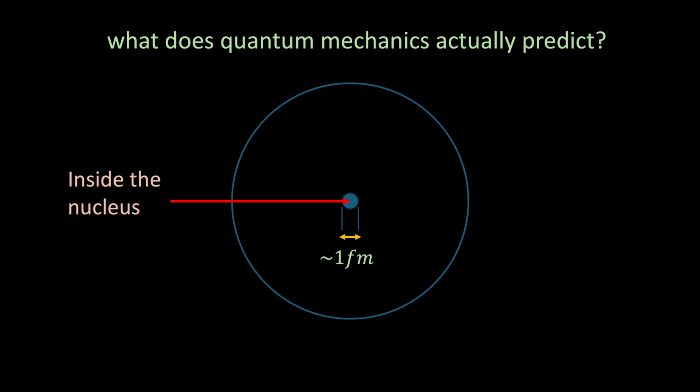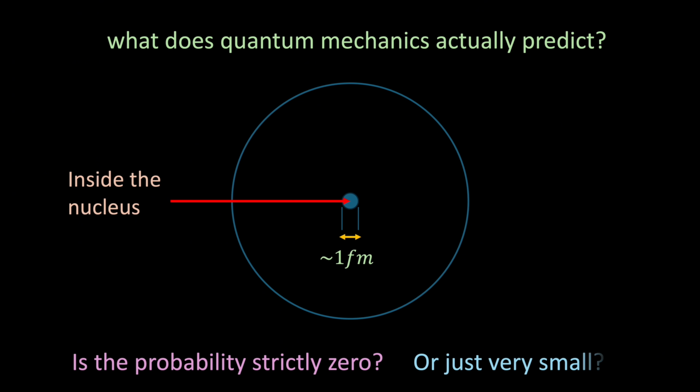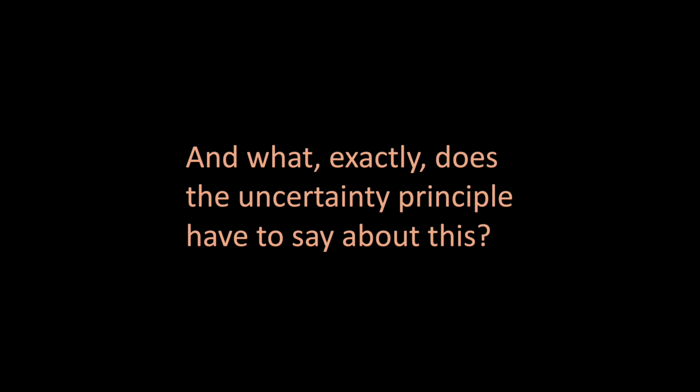So here's the puzzle. If we take those rules seriously and we define inside the nucleus as that tiny sphere of space occupied by the protons and neutrons, just a few femtometers across, what does quantum mechanics actually predict? Is the probability of finding an electron there strictly zero or just very small? And what exactly does the uncertainty principle have to say about this? That's what we're going to work out.